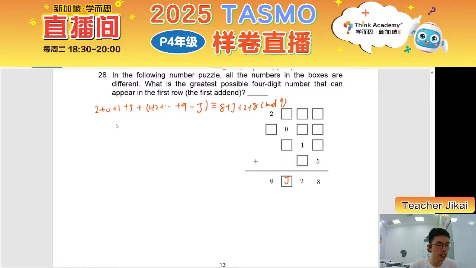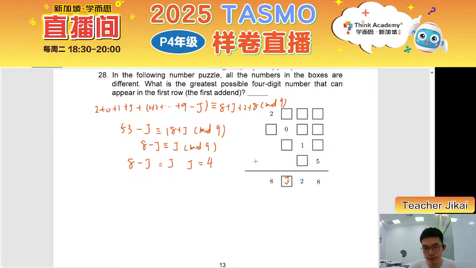So you can see this part when we add it together, it is 45 plus 8, 53, minus J. We'll have the same remainder as 18 plus J when we mod 9. So you can see 8 minus J will have the same remainder as J when we mod 9. So it is like 8 minus J will be equal to J. J here is 4. Right, J here is 4.